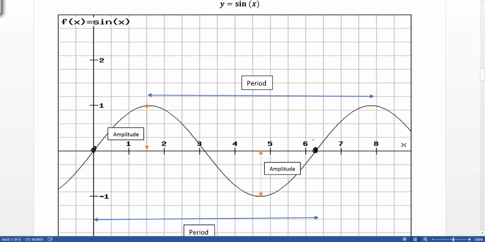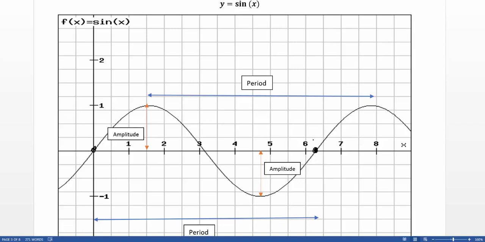Sine has an amplitude of 1. It varies between 1 and negative 1. So if we do the maximum minus the minimum, 1 minus negative 1, that gives us 2. If we then divide by 2, that gives us our amplitude of 1. And we can see that our midline happens to be the x-axis here. And from the x-axis, our function varies by 1 in either direction.